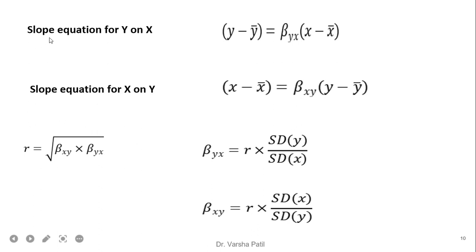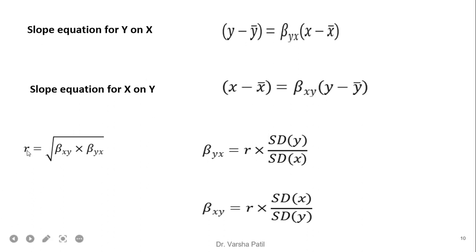We can write the slope equation in another form also, that is y minus y bar is equal to beta yx into x minus x bar, and this is for y on x, and for x on y it is x minus x bar equal to beta xy into y minus y bar.